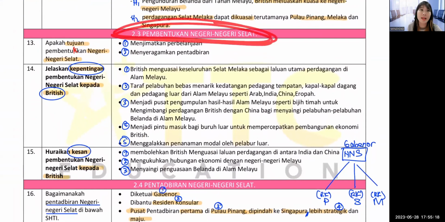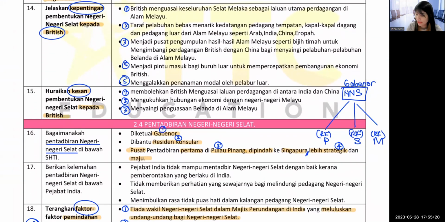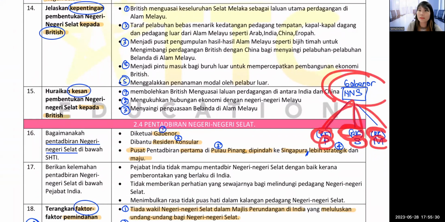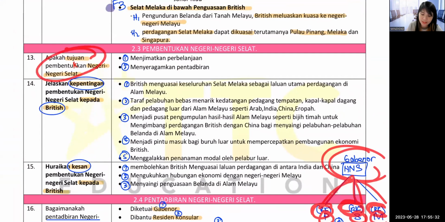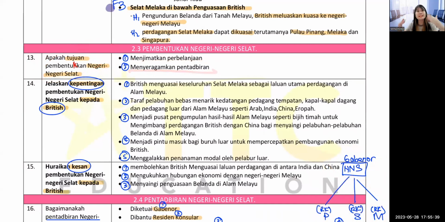The moment when Negeri-Negeri Selat were formed, guys, you remember that British take over Penang, put in a resident consular, Singapore put in a resident consular, Malacca put in a resident consular, and then put it as Negeri-Negeri Selat. So first, what is the reason they formed Negeri-Negeri Selat? To save costs, to systematic the whole government structure, menyeragamkan pentadbiran. Okay, so under this case, therefore, look here.